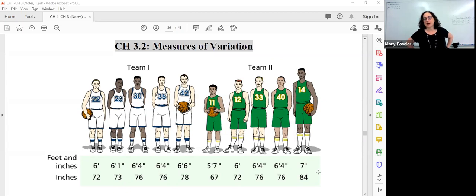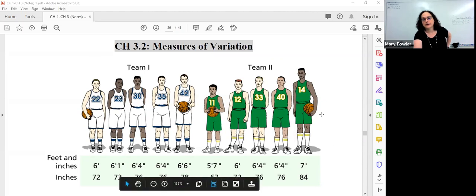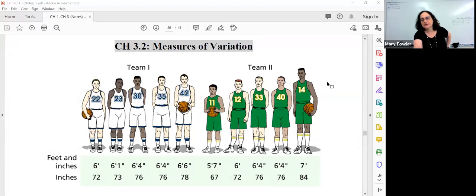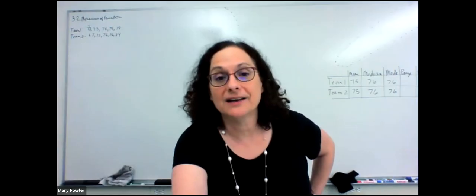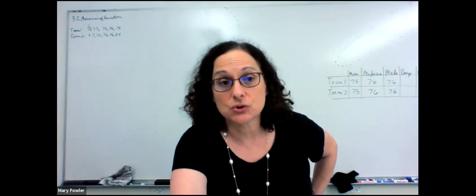In team 2, we definitely have that one really tall guy here, 7 feet tall. And we have one guy that's a little bit shorter too. So there's something different about team 2 than team 1. That difference isn't a measure of center, but in section 3.2, we're going to talk about measures of variation. And we hope that as we go through different measures of variation, we'll begin to be able to find numerical measures that describe the differences between the two teams.